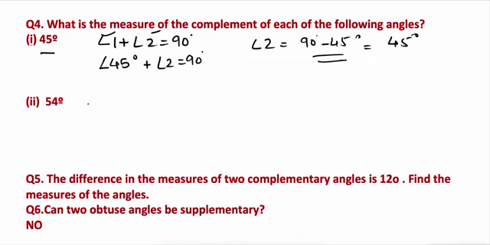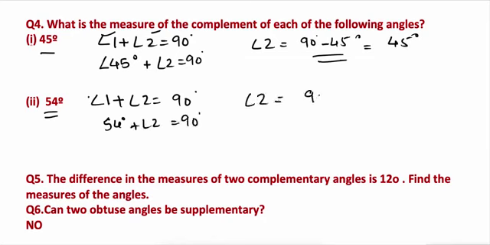Let's take one more example, 54 degrees. So we have to find the measure of the complement of this angle. For complement, angle 1 plus angle 2 is 90 degree. So this angle given is 54 degree. So angle 2 will be 90 minus 54, which will come to 36 degree. So in this way we can find the measure of the complement of the given angles.